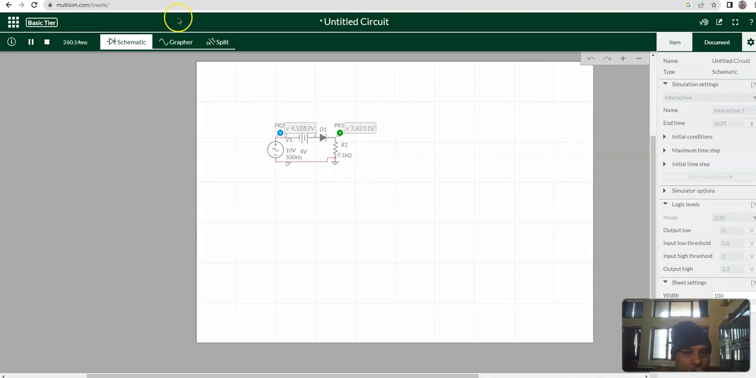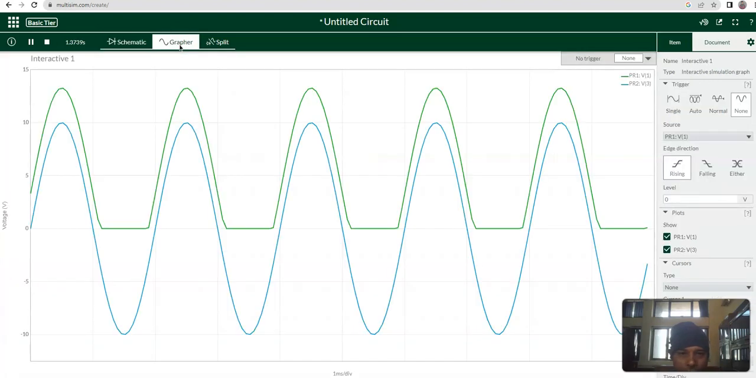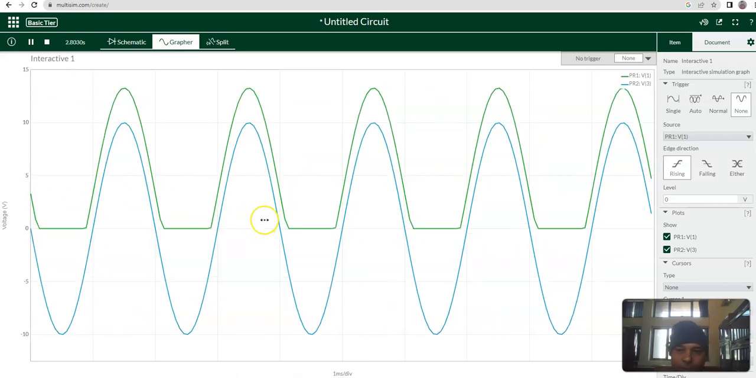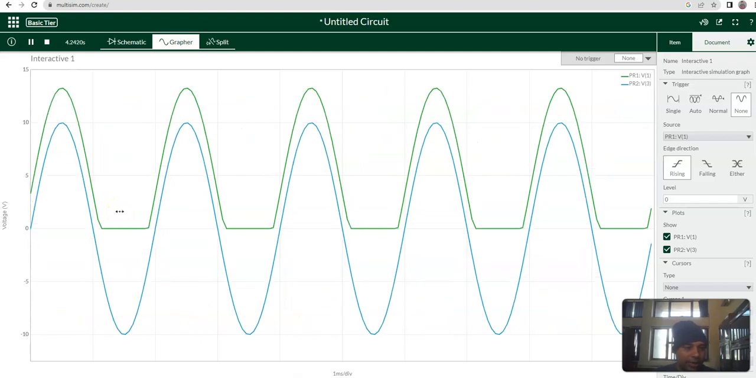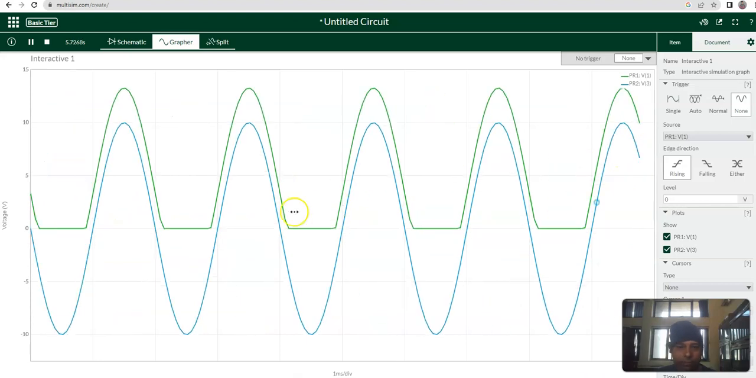Okay. So it is changing like this. If we take the graph, okay, now we get it. This is the graph we are getting. So it is positively clipped, as we have done in the class also. So it is that circuit which we discussed in the class. It is coming the same.